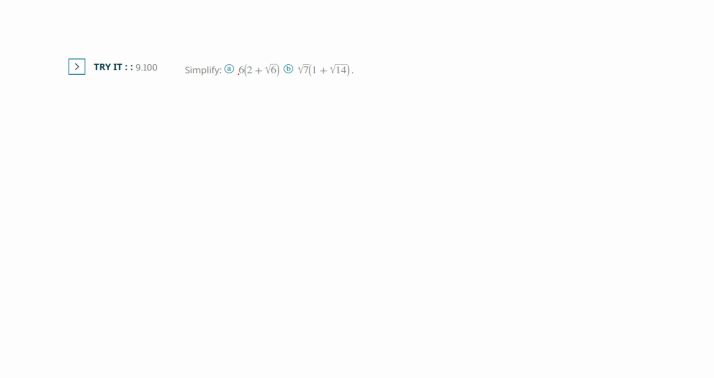Okay, you can always pause the video if you want to try, but this is the same thing. 6 goes to 2 and gets 12. 6 goes to the square root of 6. They can't combine. It becomes just 6 square root of 6. Now here on b, I can send the square root of 7 times 1. It would be like 1 square root of 7, but that doesn't change anything. So I'm just going to say the square root of 7.